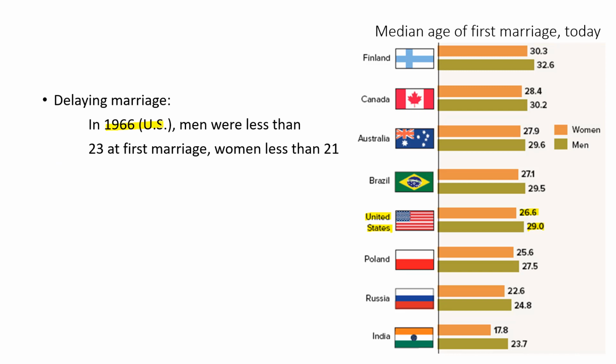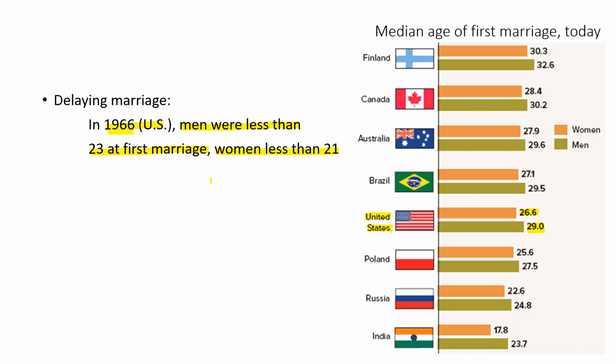Back in 1966 in the United States, men were less than 23 years old on average for their first marriage, women less than 21 years of age at the time of their first marriage. Now look at it in the United States. For men, it's around 29. For women, and these numbers have been updated a little bit, it's at 27. So that's a pretty significant increase in this period of time as far as delaying marriage.